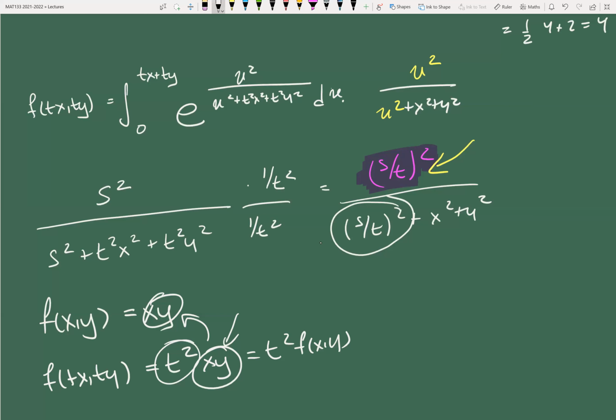Kelly, I'm not quite sure what you're doing there. I don't know why you took the 1 over t's out.